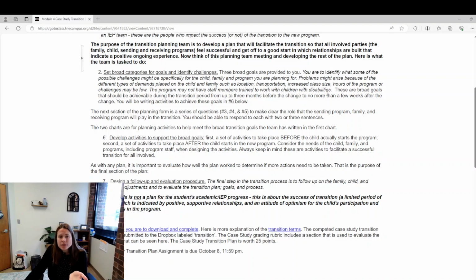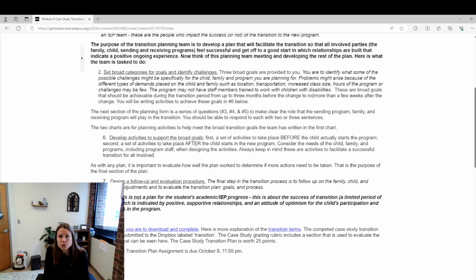Now, problems sometimes arise because there's different demands placed on the family and child, right? This could be things like location, transportation, maybe there's more students in the classroom, maybe the hours of the program is a little bit longer. So these are challenges that might be faced. So if this is the case, also one word to add would be someone's not trained in working with that specific disability. So you have to come up with some goals that are achievable during this transition plan.